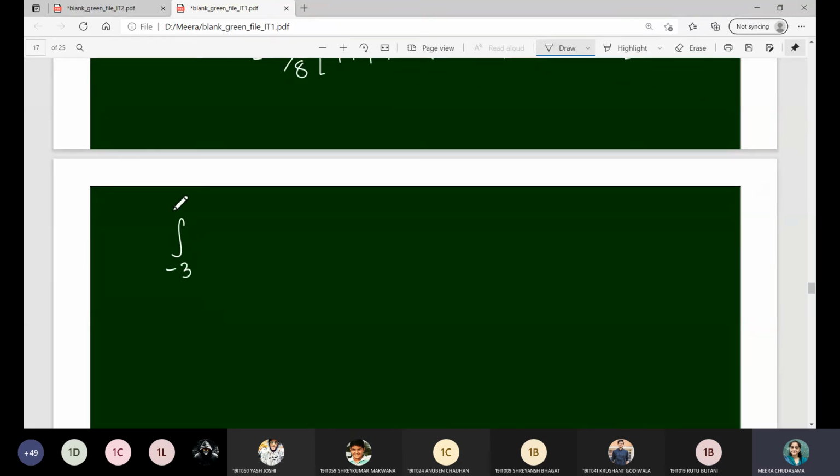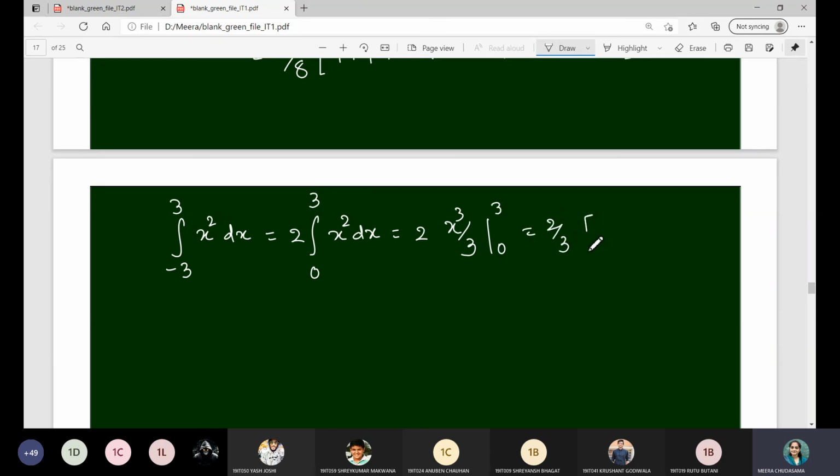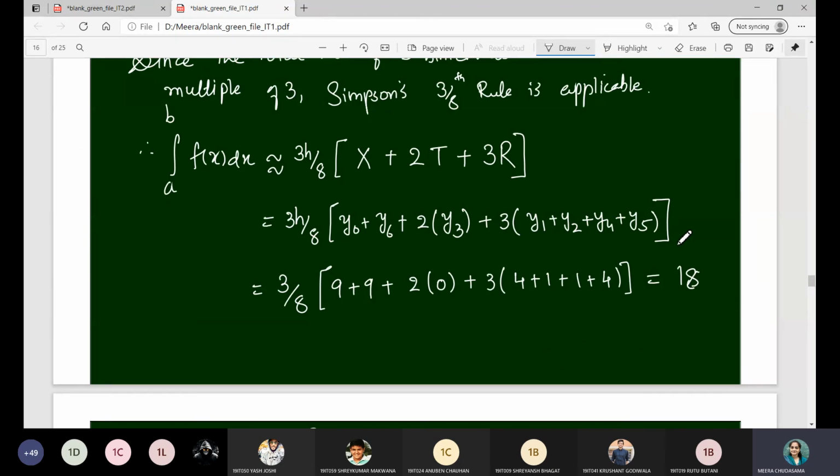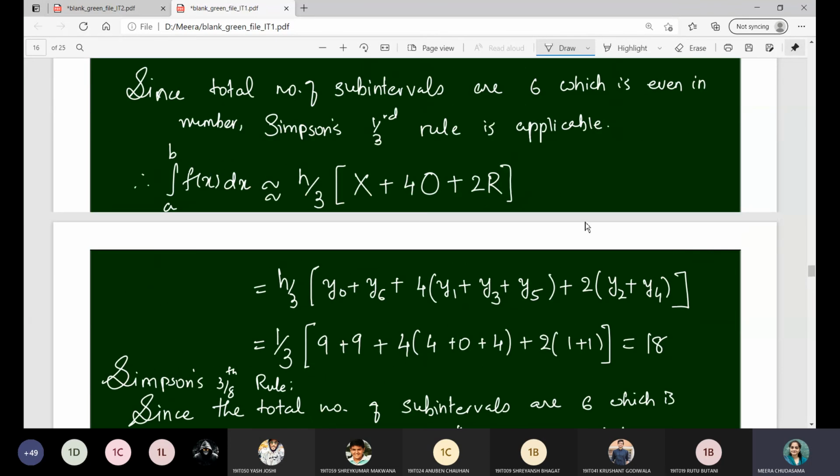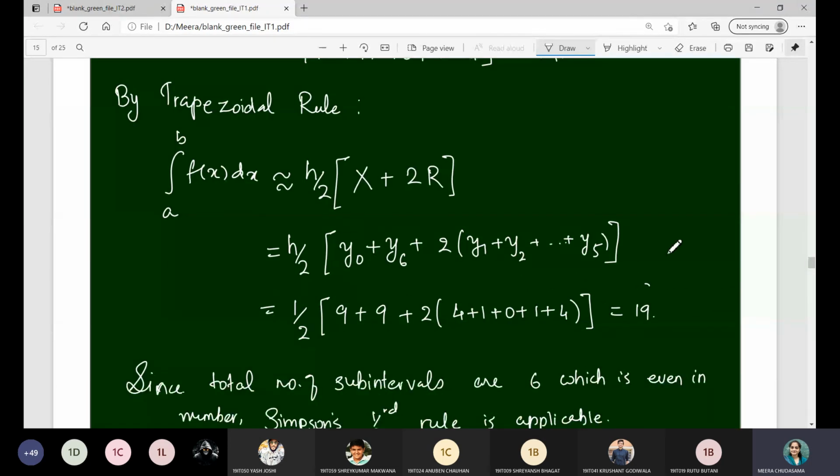And actually, you know how to solve this integral. X square dx. This function is even. Therefore, this is twice of 0 to 3 x square dx. That is 2 integration of x square, that is x cube by 3, 0 to 3, so it is 2 by 3 into 27 minus 0, so you can see 18 is the correct answer, which is given to you from the Simpson's 3/8 rule as well as Simpson's 1/3 rule.